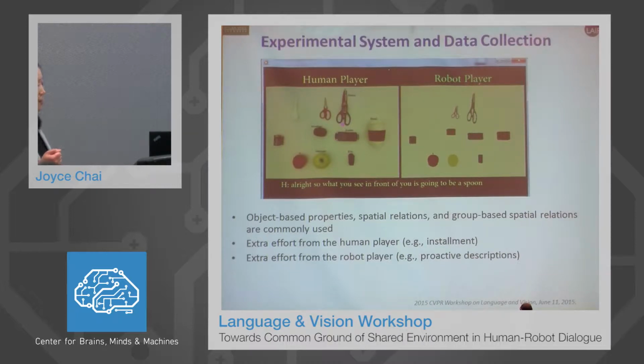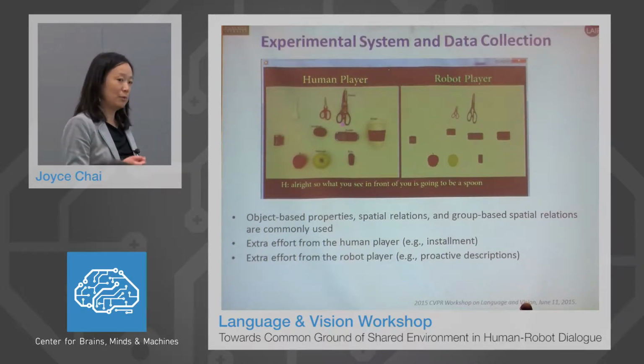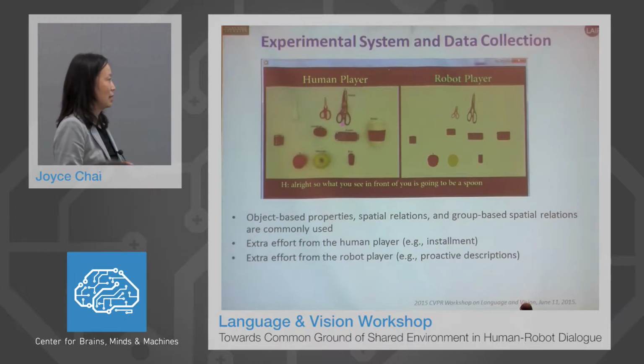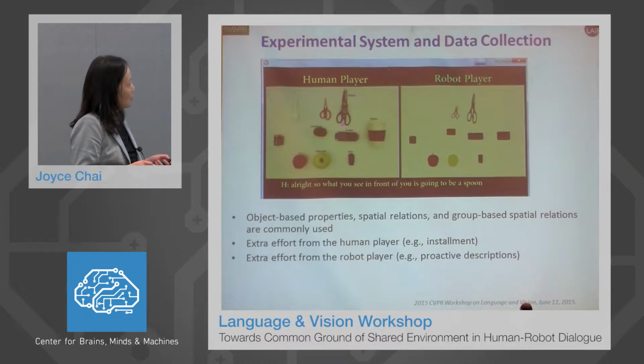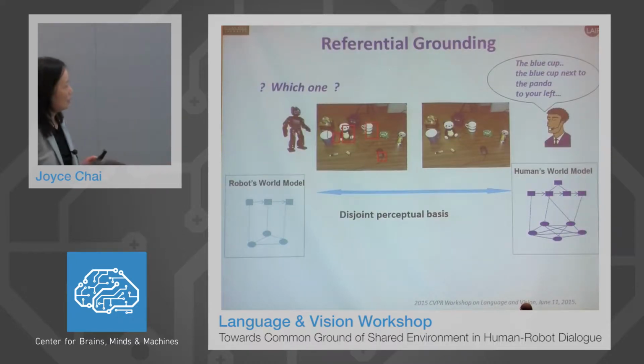And we also see the extra effort from the robot player. Instead of saying that I don't see something, the robot player actually proactively describes what he sees from the shared environment. So we'd like to collect this kind of data, so we can build computational models to enable collaborative human-robot referential communication. That's the purpose.